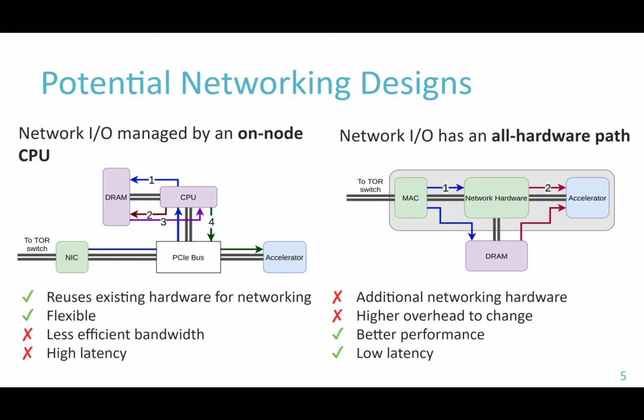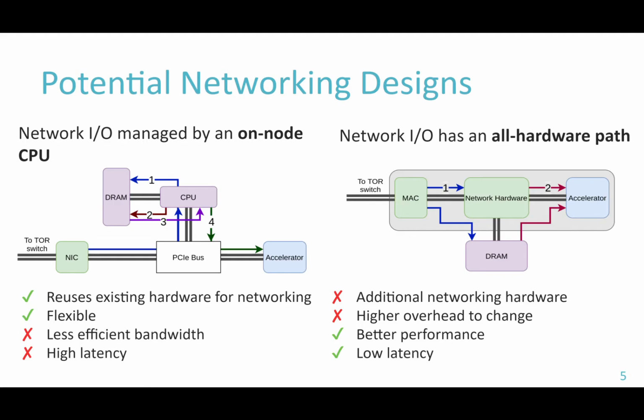In this one, the CPU runs the network stack, which is nice because you can reuse existing hardware, mainly the CPU and the NIC, for networking. It's flexible and easy to modify because the network stack is just in software on the CPU. However, you're using CPU cycles that could be used for other computation, and the CPU is not the most efficient way to do packet processing, especially at high bandwidths. Finally, there's higher latency just due to the fact that you have to traverse the PCIe bus when communicating with the accelerator.